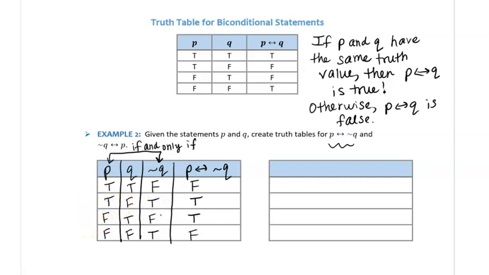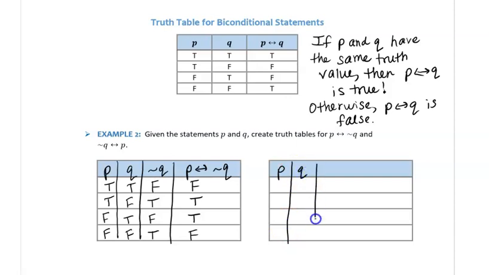All right, let's make the next truth table, which is negation of Q if and only if P. We'll start this table the same way we started the last one.